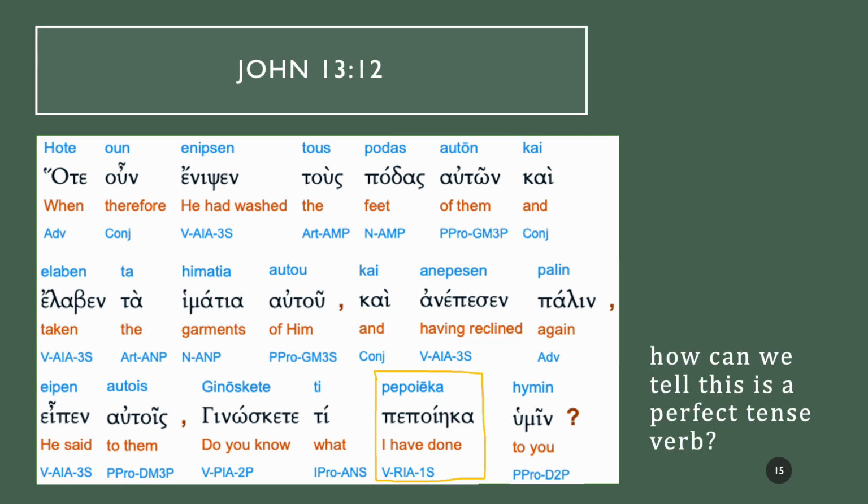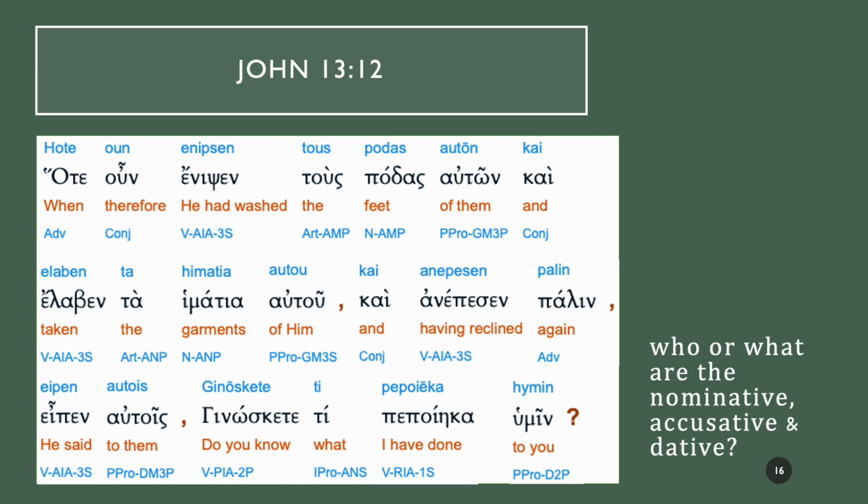Another question before we move on past this bit: how can you tell that this is a perfect tense verb? And again, pause it if you need to. Pepoyeka. How do we know that's a perfect tense? With that word we had a doubling of the first consonant. It's also got the epsilon, and the kappa begins the stem with the thematic alpha in there in most cases. So poieto has become pepoyeka.